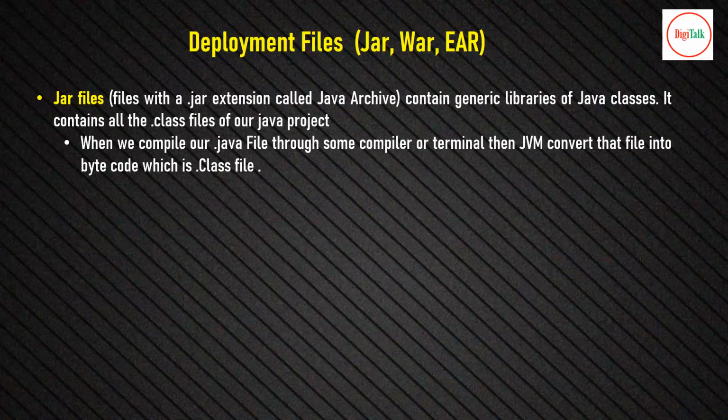So JAR is just Java code, right? We write the code and save the file with a .java extension, and when we compile the file, after compilation that converts into a .class file, right? So this is the same thing.